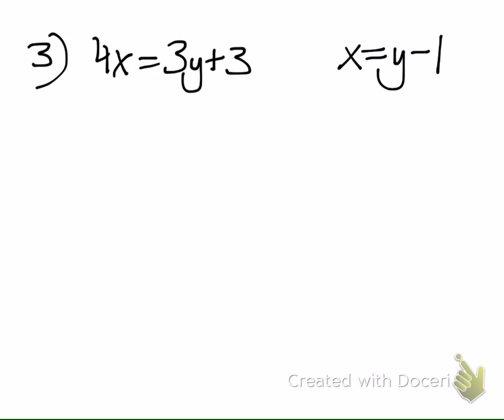Which variable is already solved for here, x or y? X, right? I know x is equal to y minus 1. So I'm going to replace x in the other problem with what it's equal to, y minus 1. That way I get an equation with just one variable in it, just y's. Because equations with 2 variables I can't solve by itself.